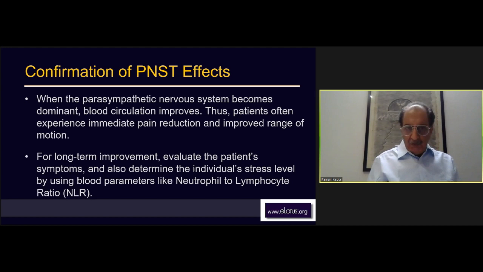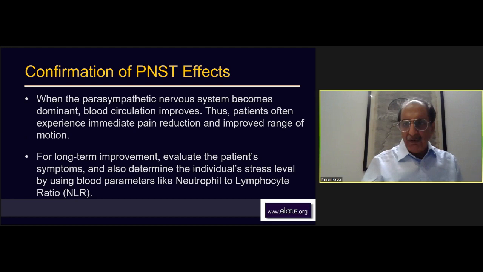And for long-term improvement, we have to evaluate the patient's symptoms and also determine the individual's stress level by using blood parameters like the neutrophil to lymphocyte ratio, also known as the NLR. So long-term effects you can evaluate not only with the patient's symptomatic improvement, but also by using the NLR. I would like to share what the NLR is, and you as medical scientists and practitioners can also use this as a tool to find out how much your patient is improving.